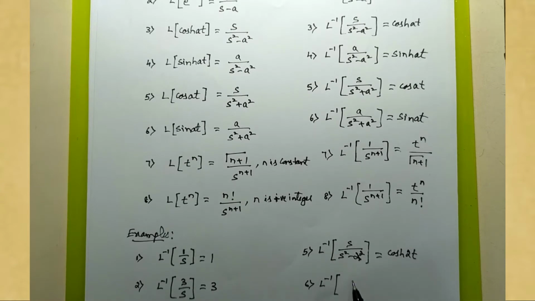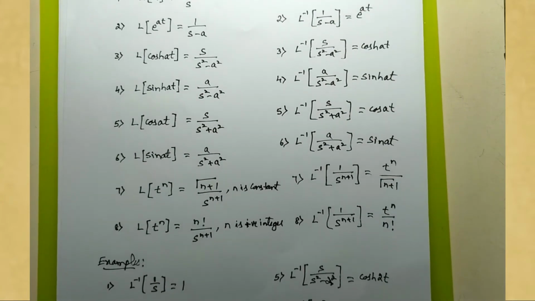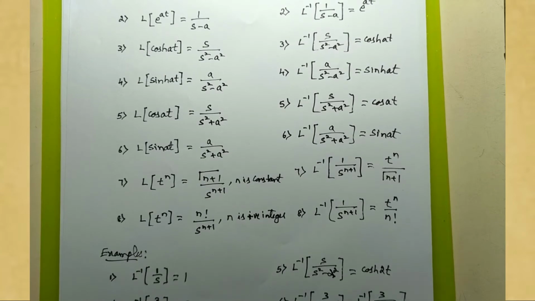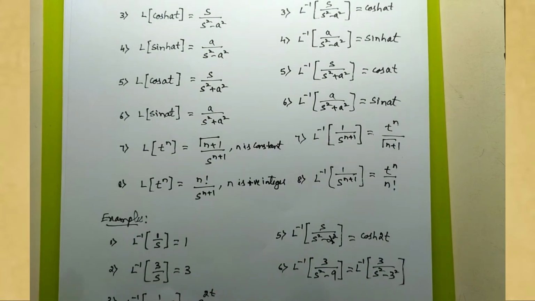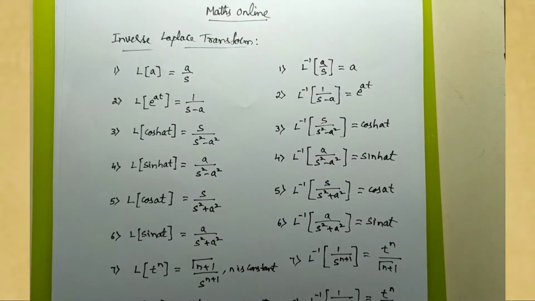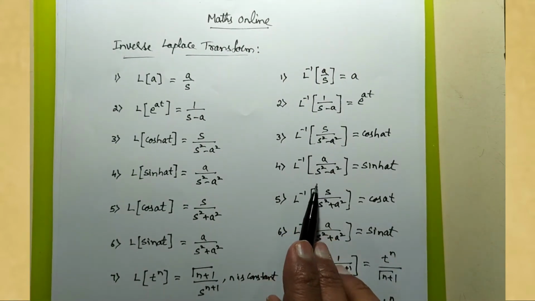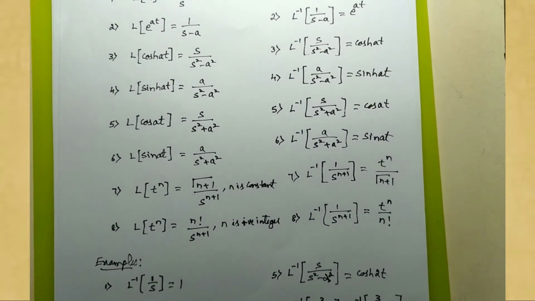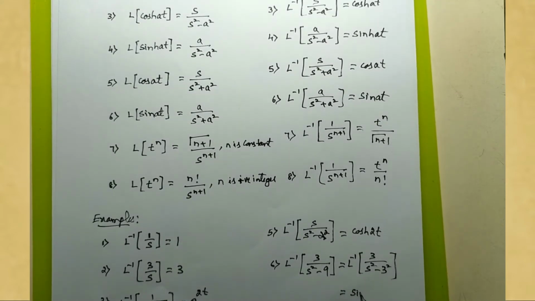Next is inverse transform of, say, 3 by s square minus 9. I can rewrite this as inverse transform of 3 by s square minus 3 square, since 9 can be written as 3 square. Which is similar to this formula that you have, L inverse of a by s square minus a square, which is sin h at. So I can write this as sin h at. A value is how much here? A value is 3. So sin h 3t.